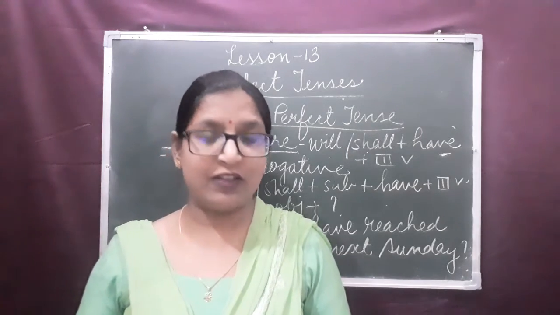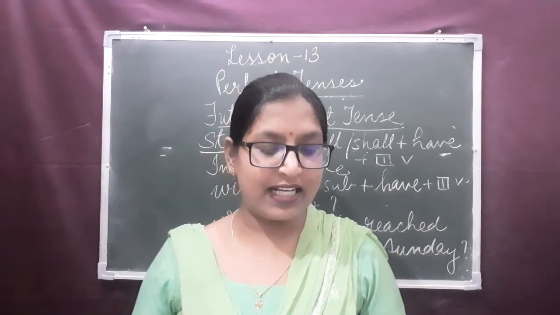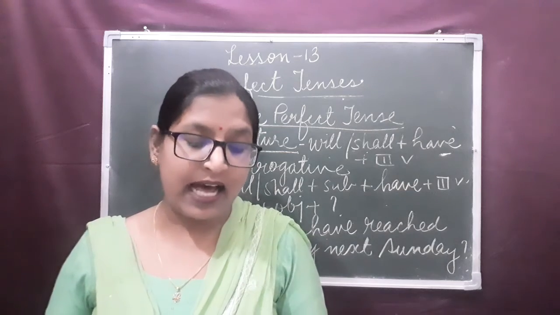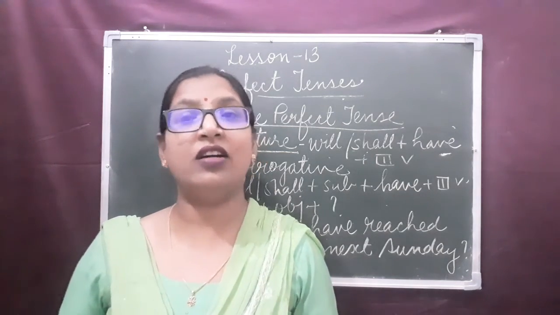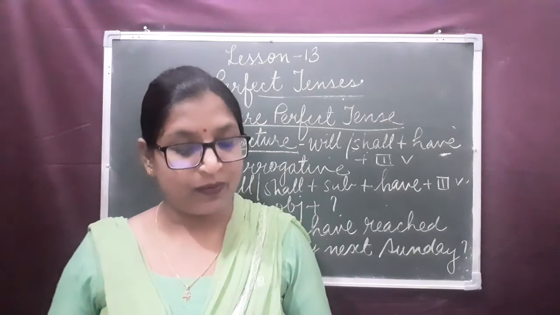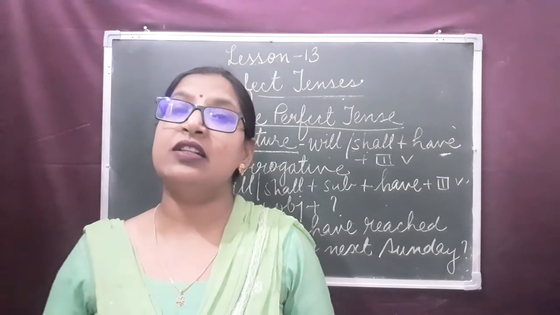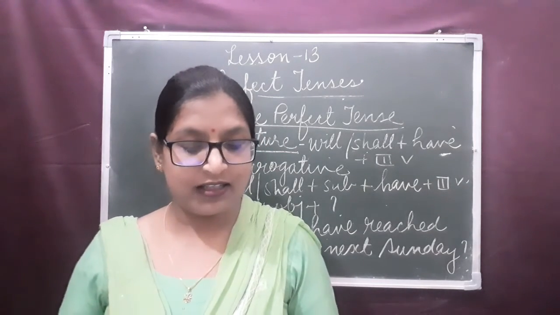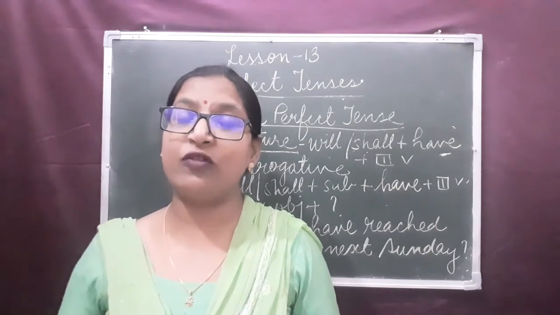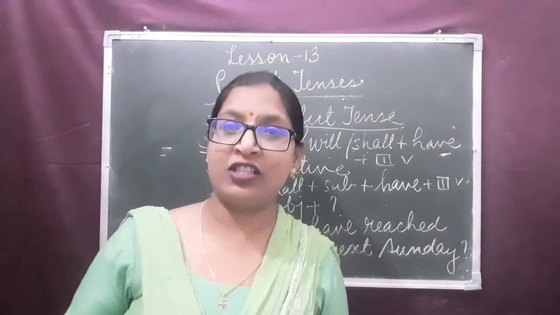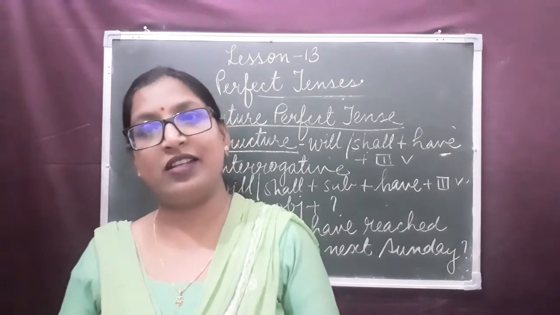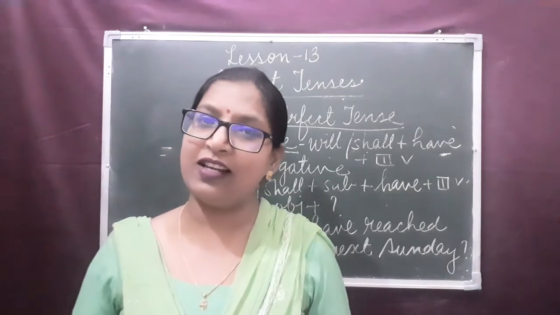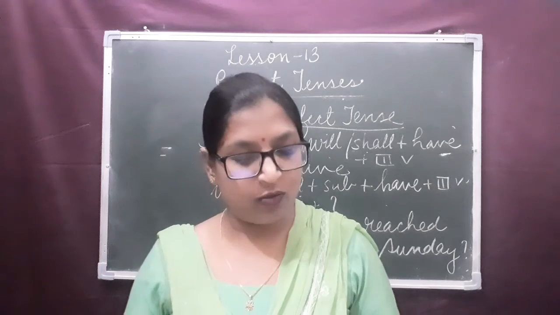Here, for example, we'll see the first sentence. The boy has realized his mistake. Has realized, it is indicating the present perfect tense. First you have to make the negative sentence. In negative sentences, dear children, we use the word of negation. Helping verb or auxiliary verb plus the word of negation not and then followed by the verb. The boy has not realized his mistake. This is the negative form of this sentence.